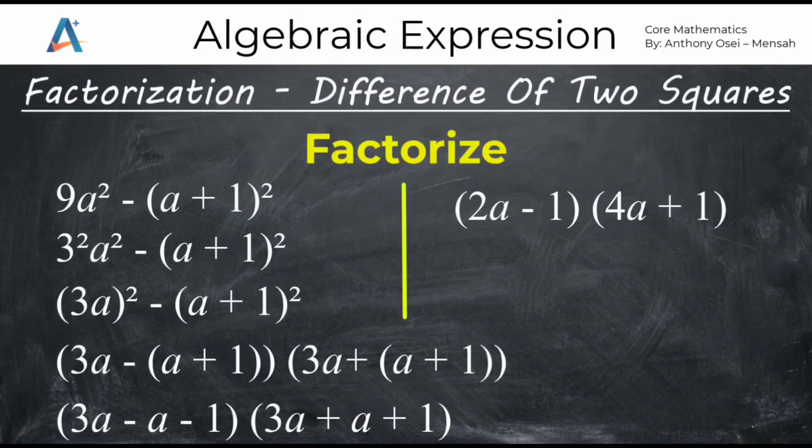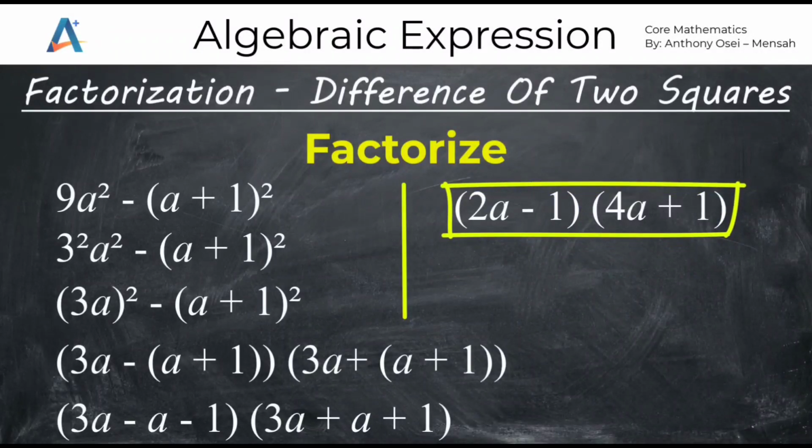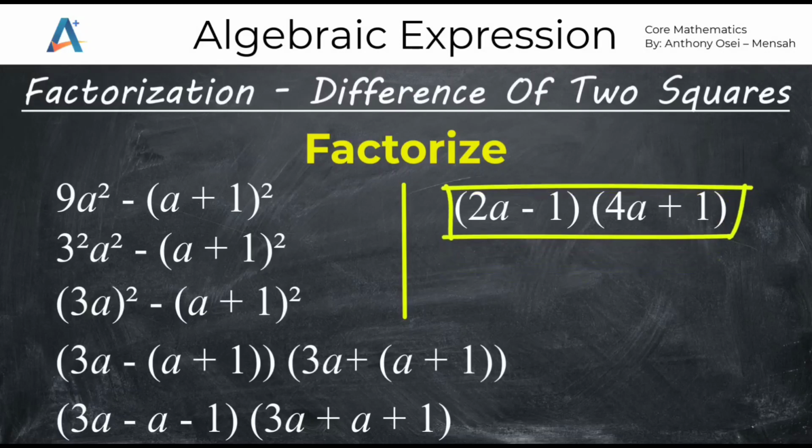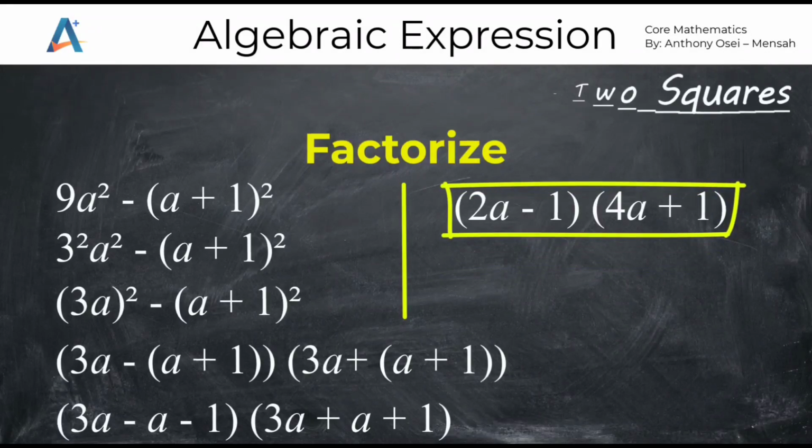Now, 4a plus 1 cannot be added since they are not like terms. And 2a minus 1 can also not be subtracted because they are not like terms. So I'll leave my final answer as 2a minus 1, 4a plus 1. Don't forget that in factorization, most of the questions, the final answers must be in the bracket. So the final answer for 9a squared minus a plus 1 all squared becomes 2a minus 1, 4a plus 1.